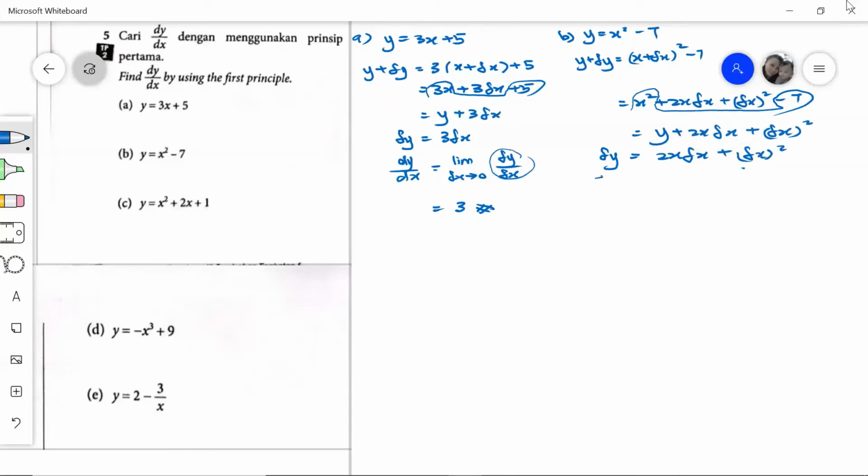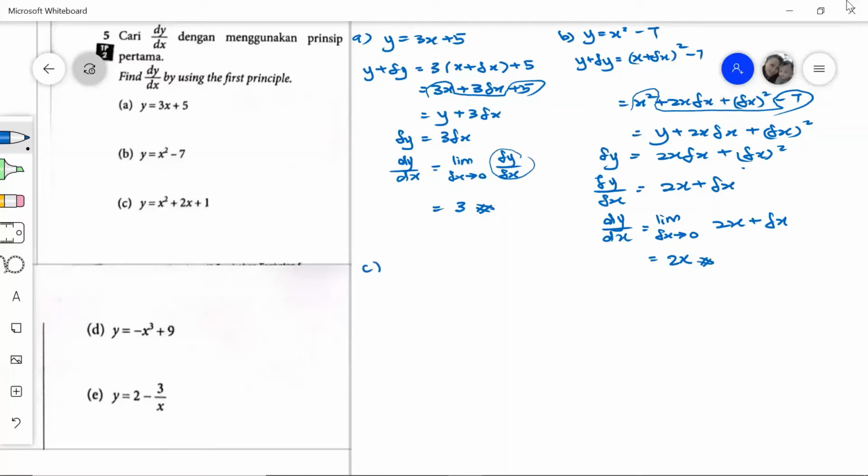Therefore del y by del x will be 2x plus del x. And don't forget the objective is to find dy dx. That is when we set del y by del x such that del x approaches 0. We substitute del x equals 0. So dy dx is 2x. So that is B. Now let's go to C.